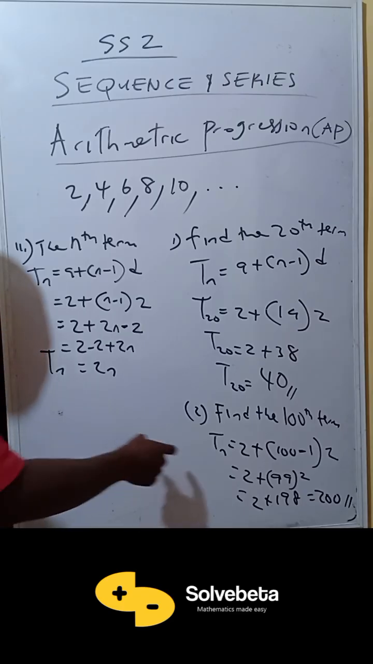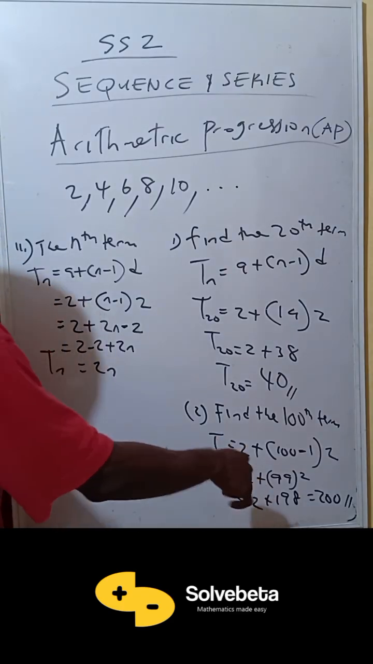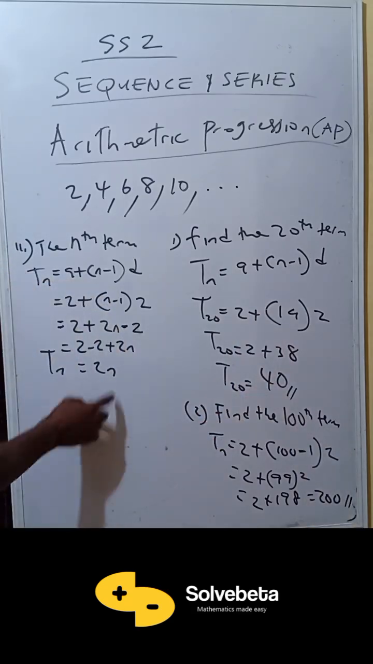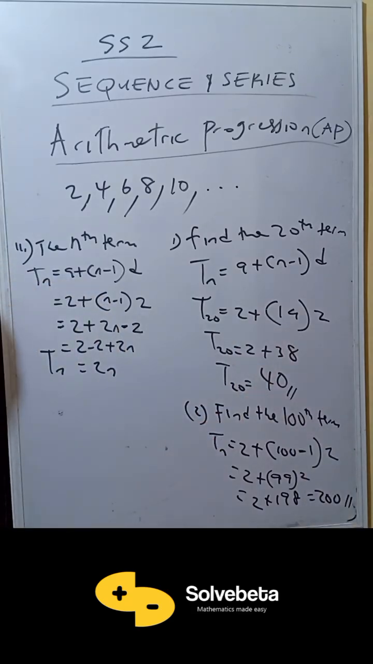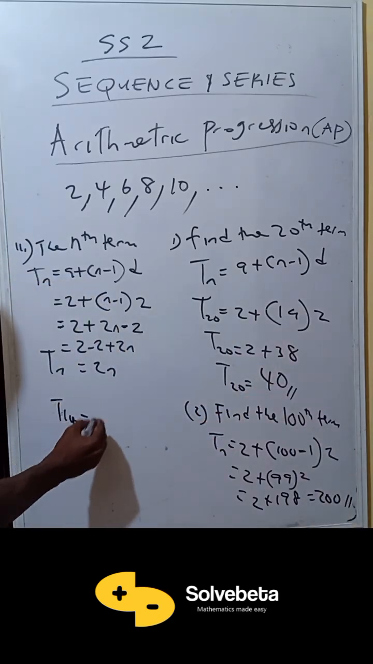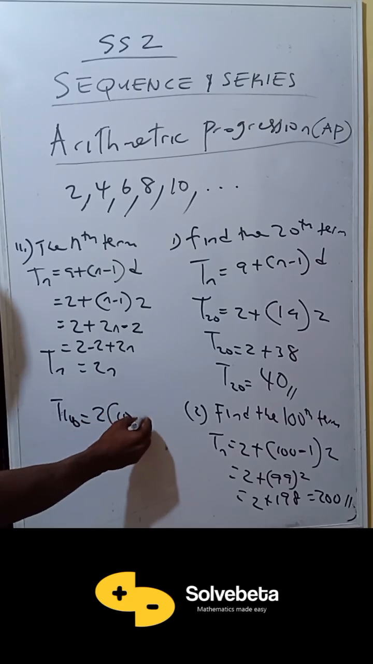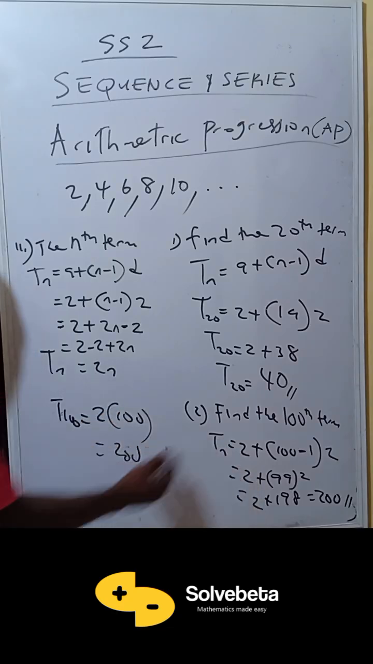That's why I could know that the 100th term cannot be 108. The 100th term, you can use the formula to get the 100th term. T100 will be 2 times n, and n is 100, which is 200.